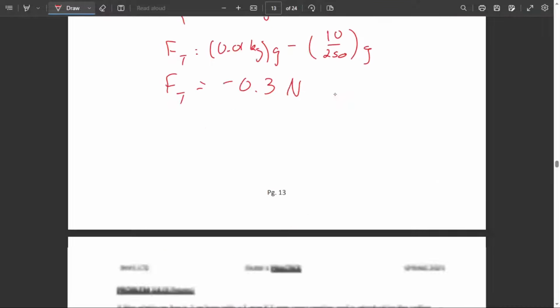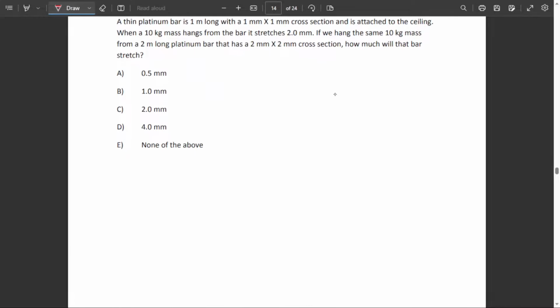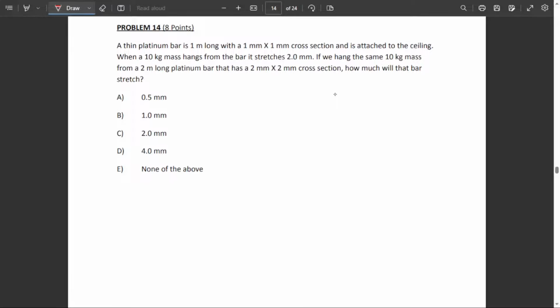Alright. Next question, question 14. A thin platinum bar is 1 meter long with a 1 millimeter by 1 millimeter cross section and is attached to the ceiling. When a 10 kilogram mass hangs from the bar, it stretches 2 millimeters. If we hang the same 10 kilogram mass from a 2 meter long platinum bar that has a 2 millimeter by 2 millimeter cross section, how much will that bar stretch?